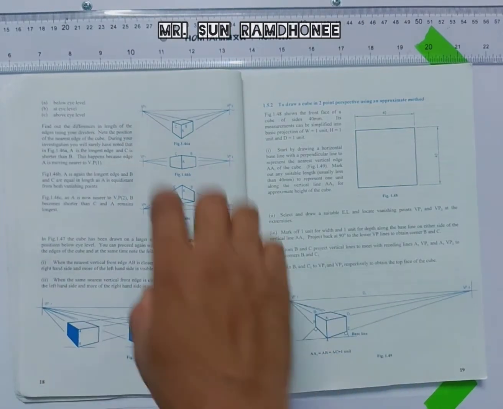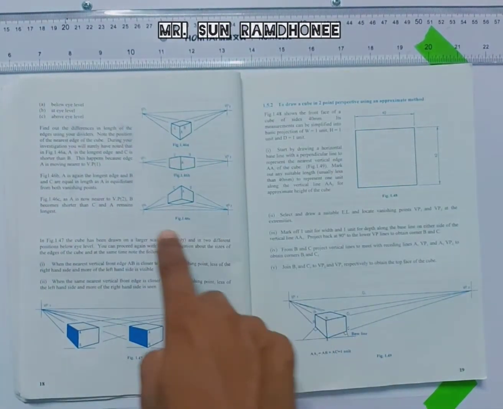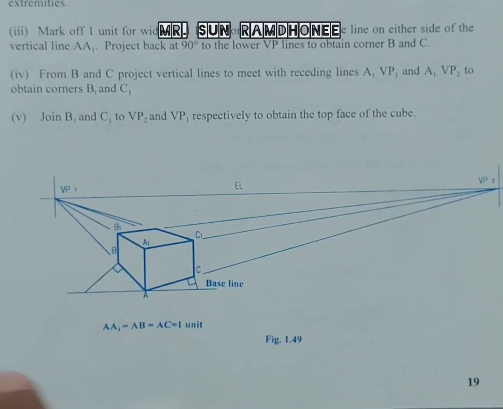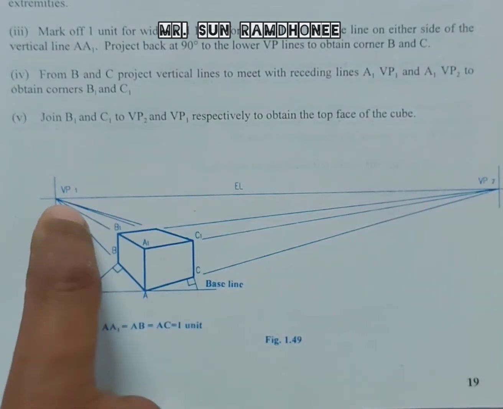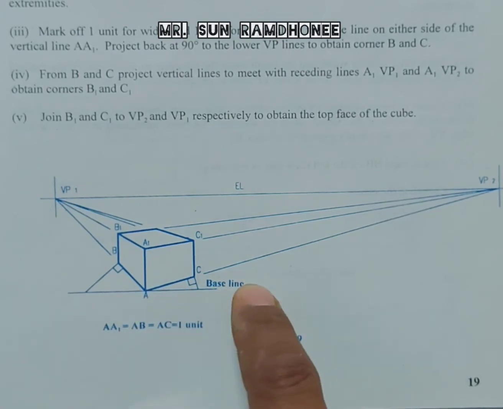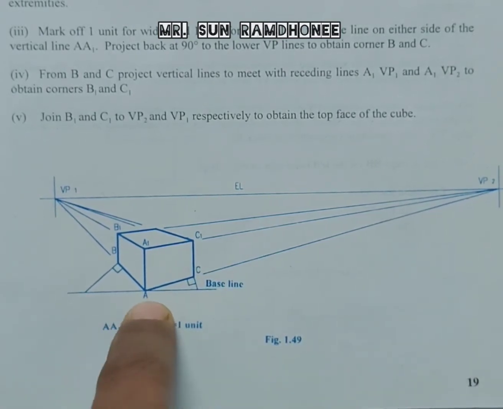So here you can find that this is an example of the drawings that we are going to do in perspective projection. In this example, there is a lot of information. For example, we have VP1, VP2. VP stands for vanishing point 1 and vanishing point 2. This line is called the eye level, or it is also called the horizon line. We have this line which is called the baseline. This point is the starting point for this drawing, and these two lines would either be the length or the depth.